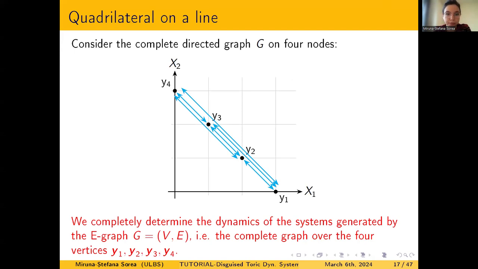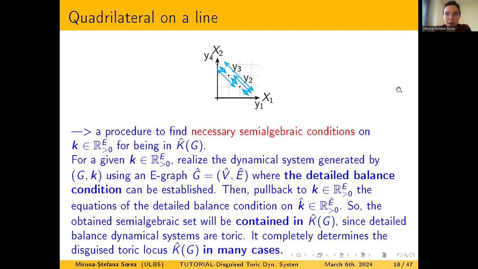What do we do here? In this context, we managed again to completely determine the dynamics of the systems that are generated by this graph. So we know absolutely everything about these systems in terms of their rate constants. I will emphasize now the fact that if for the triangle we didn't give precise conditions, in the case of the quadrilateral, we really find some semi-algebraic conditions that we have effectively. So how to do this?